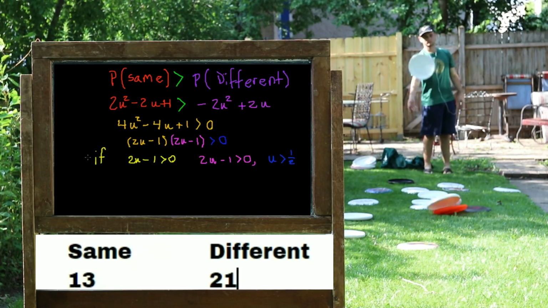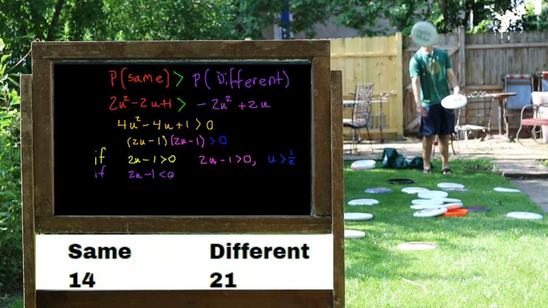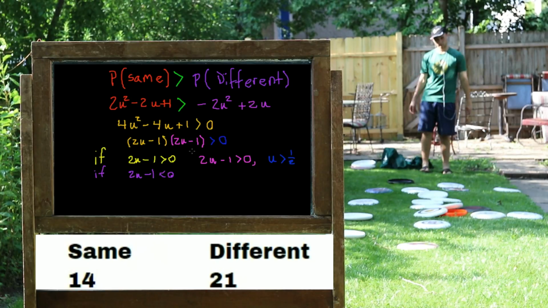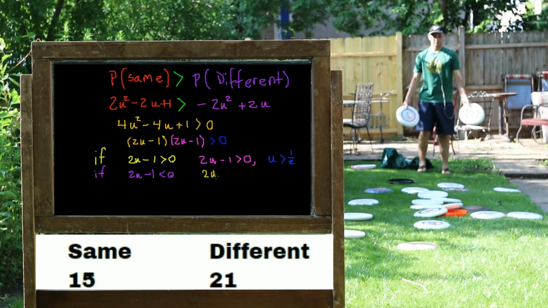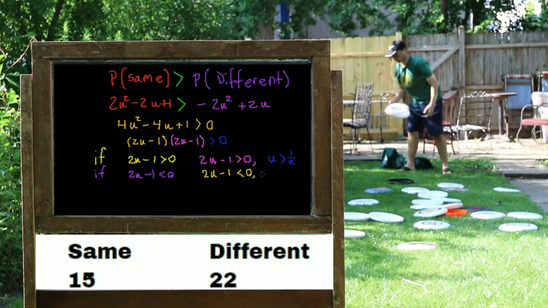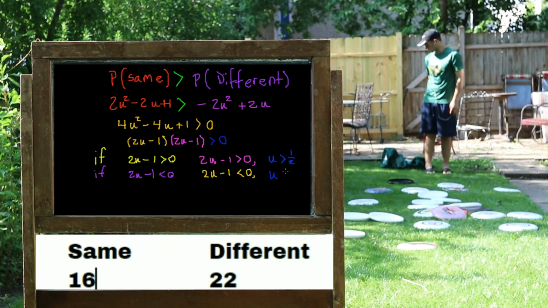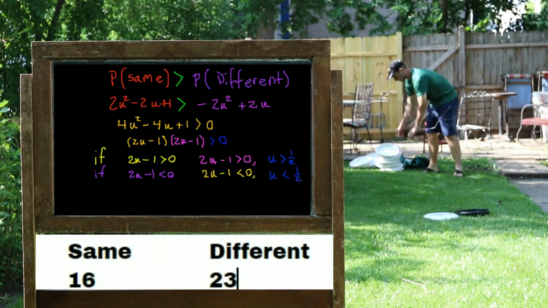So now the other case is if 2u minus 1 is less than 0. So now if we divide 0 by 2u minus 1, it's going to be 0 again. However, 2u minus 1 is going to be negative, and in an inequality, if you divide by a negative, you have to flip the sign. So that means that our other 2u minus 1 is also going to be less than 0 then, and u is going to be less than 1 half.